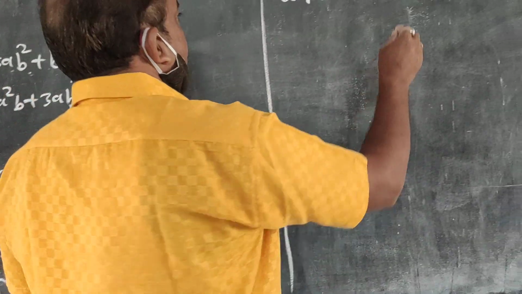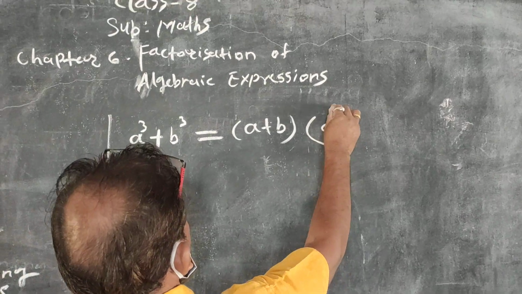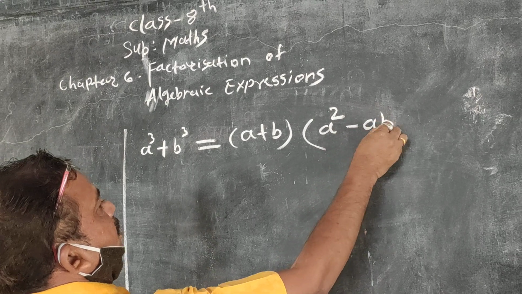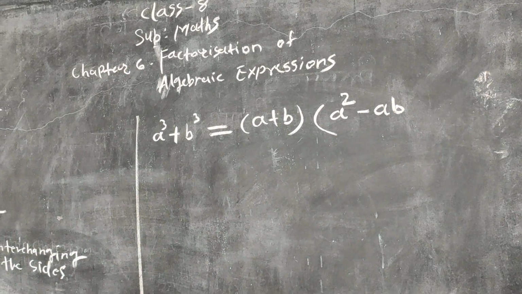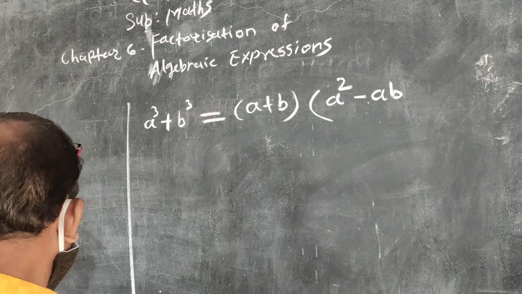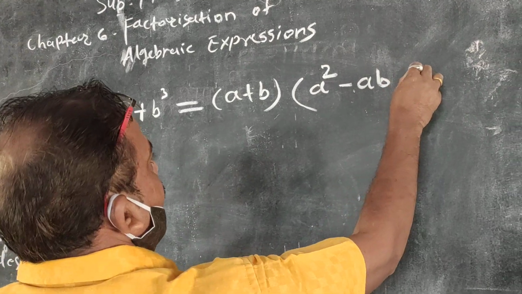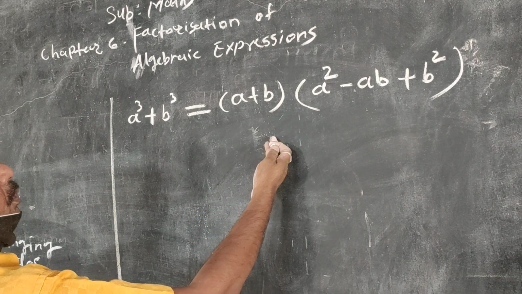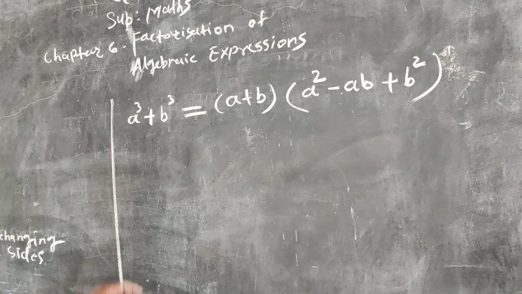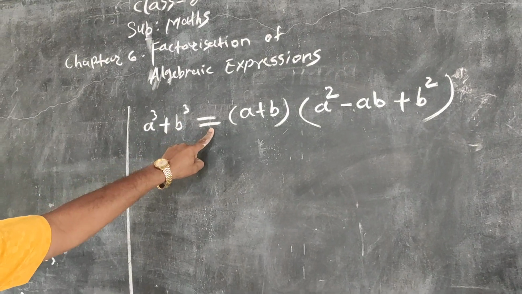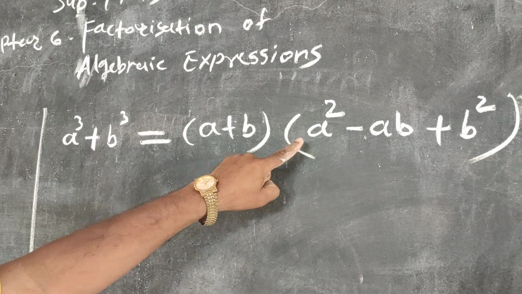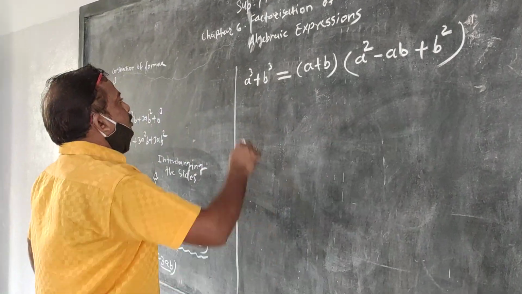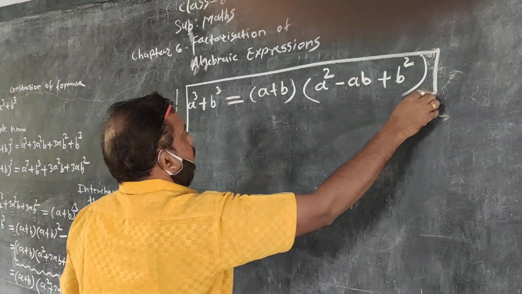So we write minus 1ab, which means we don't write the 1; we write only minus ab. We don't write 1 with ab because when there is an ab term, the 1 is understood. And the last term is plus b square. We can't do anything more in the next step. So we consider that a cube plus b cube is equal to a plus b in the first bracket and a square minus ab plus b square in the second bracket. This is the formula of a cube plus b cube.